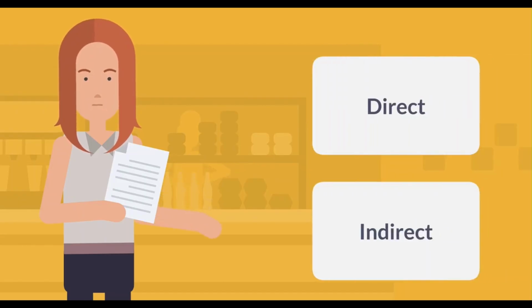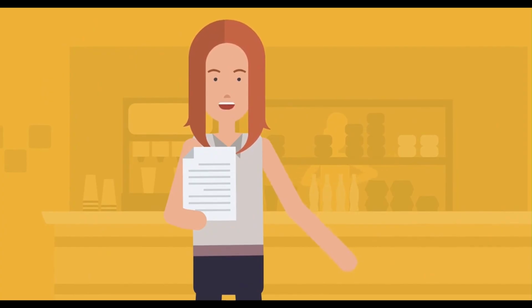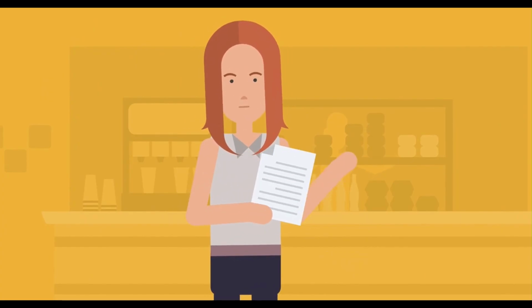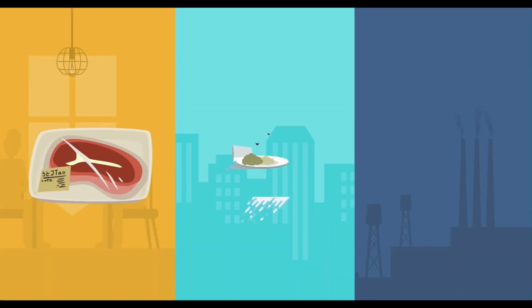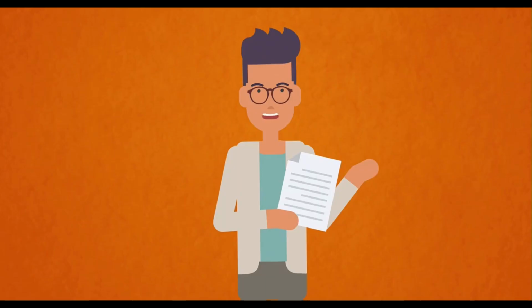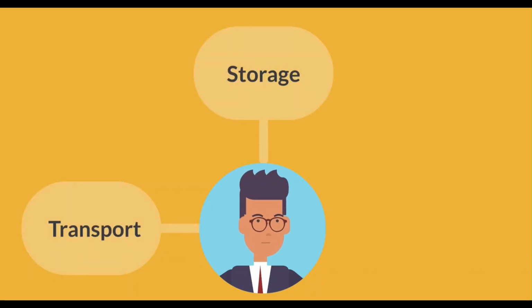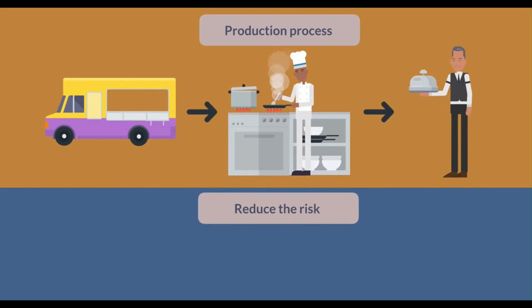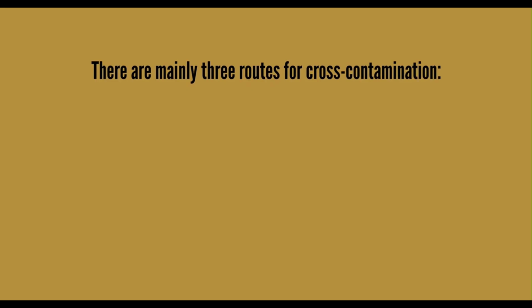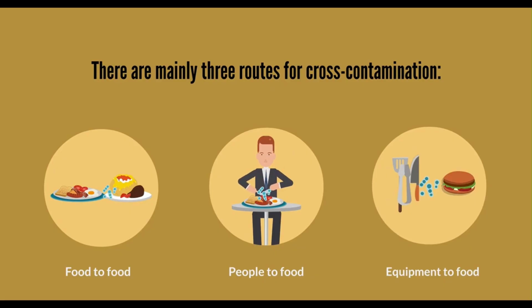Now comes direct and indirect cross-contamination. Cross-contamination describes the transfer of harmful bacteria to high-risk foods. This most commonly happens when juices from raw meat or dirty objects touch cooked or ready-to-eat foods, causing food poisoning. By following a few standards, legally enforceable steps during transport, storage, and preparation, you can substantially reduce the risk of food poisoning at every stage of the production process. There are mainly 3 routes for cross-contamination, which are food to food, people to food, and equipment to food.